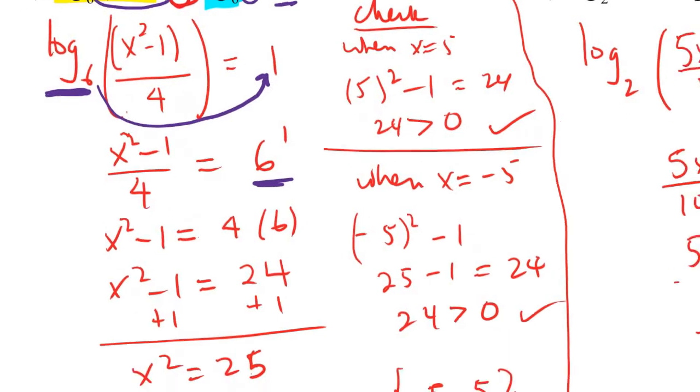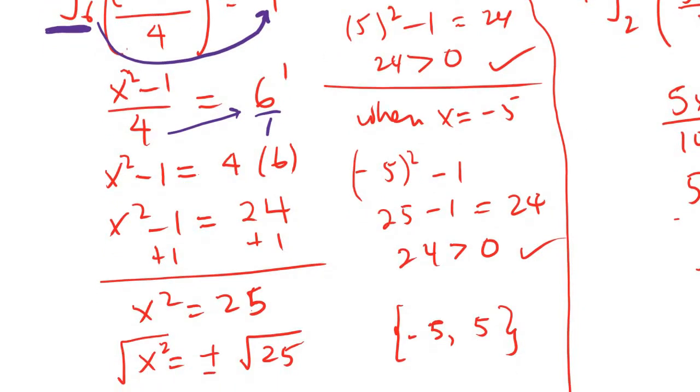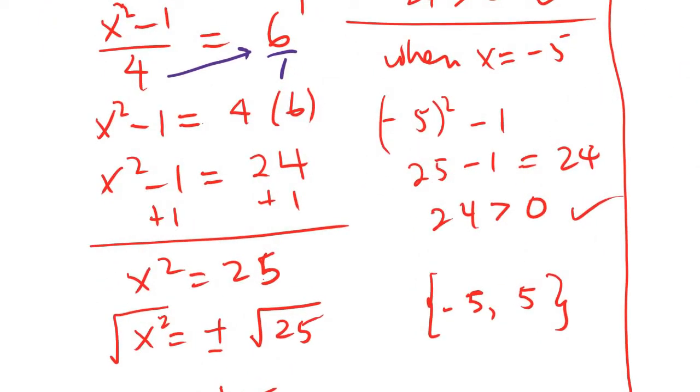Okay, the next step that I did over there is 6 to the power of 1 is just 6. And then I cross multiply. 4 times 6, and then this is over 1 here. And then s squared minus 1 times 1 is s squared minus 1. And now we got a simple equation that is easy to do. See, s squared minus 1 equals 24.